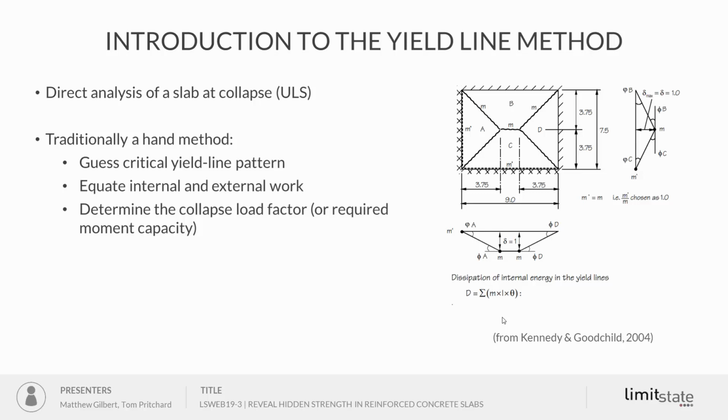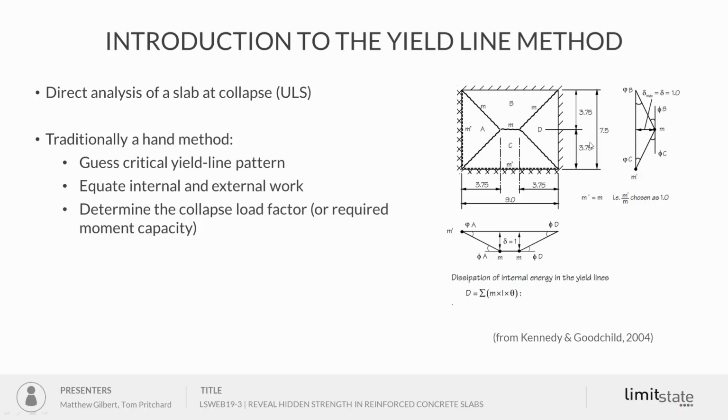What is it? Basically, it's a direct analysis tool where we're looking at the slab simply at the point of collapse. So what we do typically is we guess a yield line pattern, so the geometry of the yield line pattern. We then equate internal and external work to determine the collapse load factor, or in a design context, the moment capacity needed to deliver the required capacity.